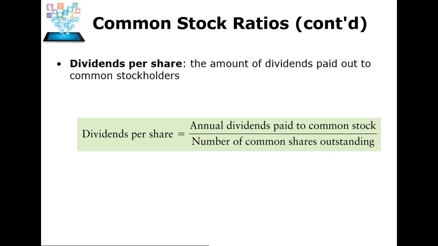Now, dividends per share is simply the total amount of money paid to common stockholders divided by the amount of outstanding shares. So it's pretty simple: taking the total dividend, say $10 million we're going to pay in dividends, and dividing it out by the shareholders.